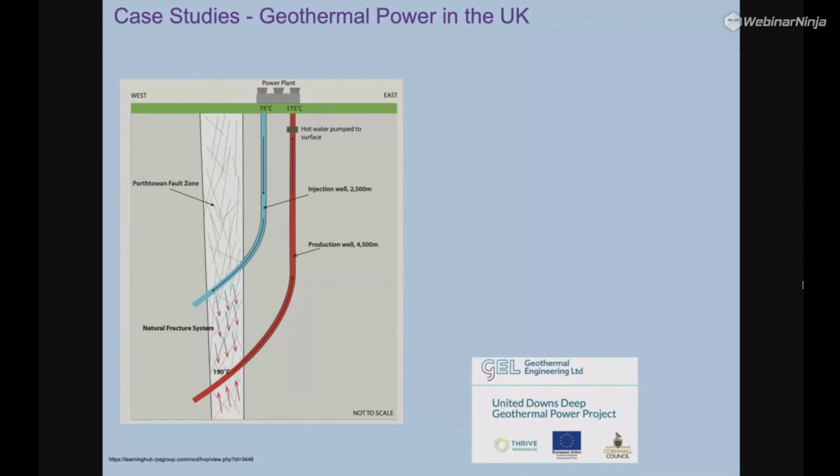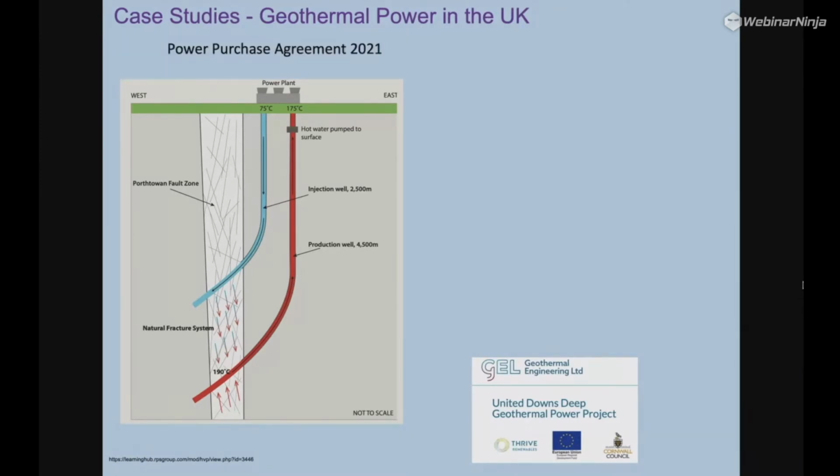But most recently, there's been this project in the UK, called the United Downs Deep Geothermal Project. And it involves 2 wells, one drilled to 2,500 meters, and this is an injector, so putting cold water or warm water into the system, which is a fault zone. And then we have a producing well at 4,500 meters depth, and its reservoir temperature is around 190 degrees C. By the time these reach the power plant, they're at 175 degrees C.